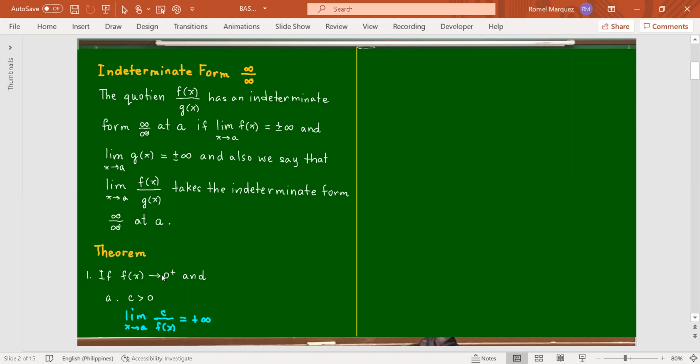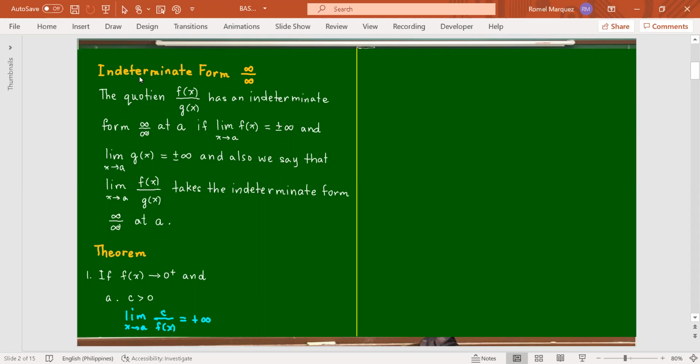Okay guys, again, if the denominator approaches 0 through positive values as x approaches A, and C also is positive, then this quotient is what? The limit of this quotient is equal to positive infinity. Okay, guys?